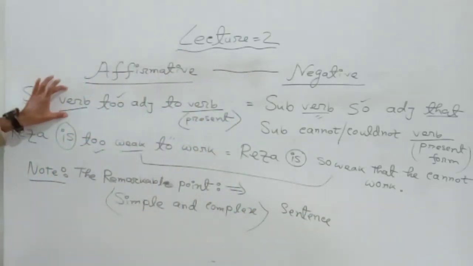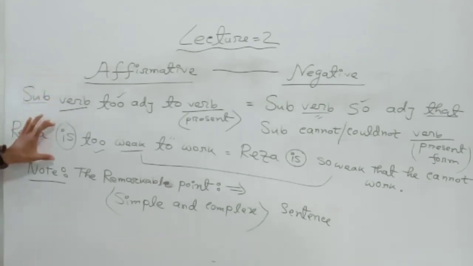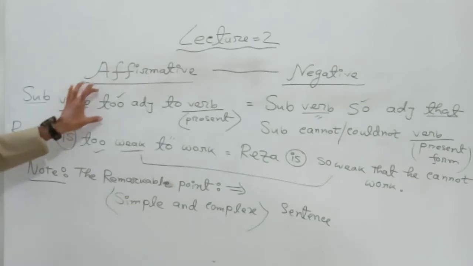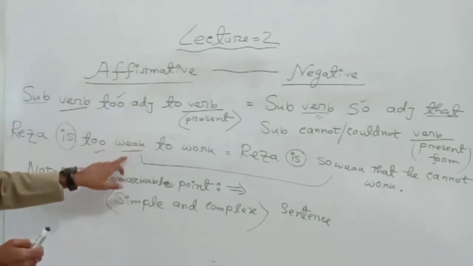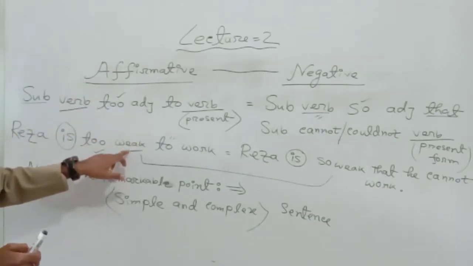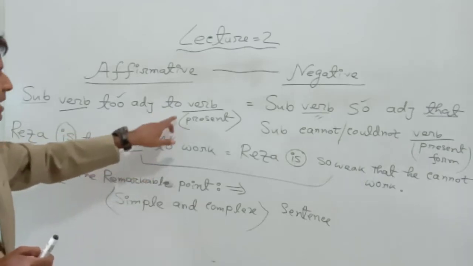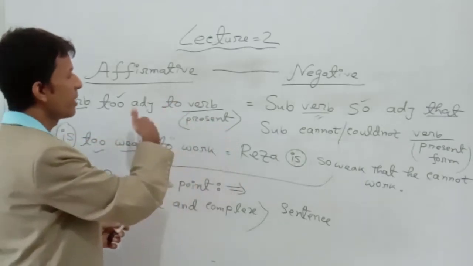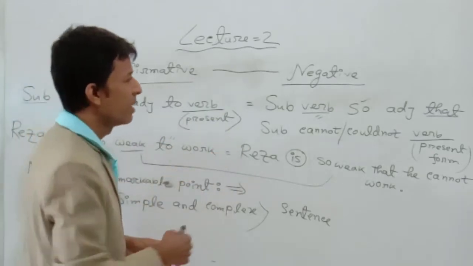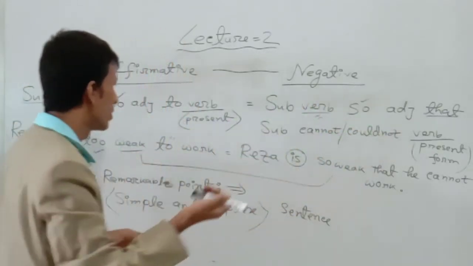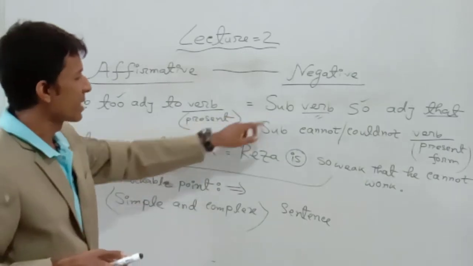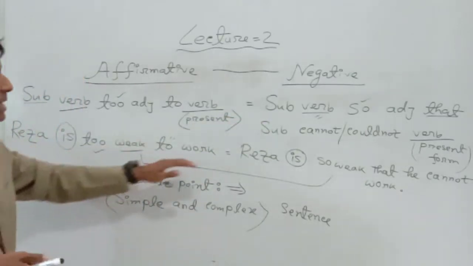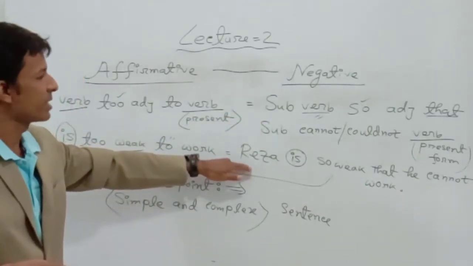Subject, verb used as principal verb. During the absence of a principal verb, an auxiliary verb is used here. Too. Then adjective case, here I have written weak. Then to, and at last the verb in the present form, work. I have transferred this affirmative sentence into a negative sentence by following this structure. Look at the structure. Subject. Here Reza is the subject, used in the negative sentence also.